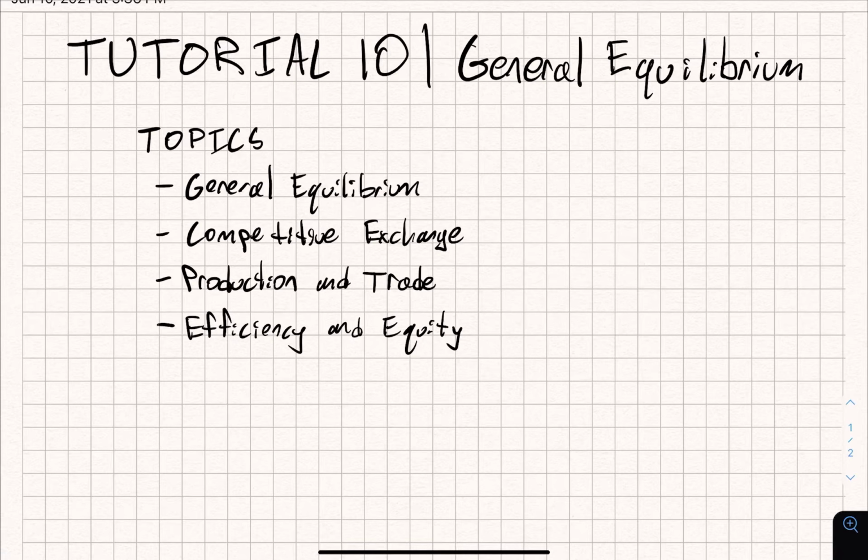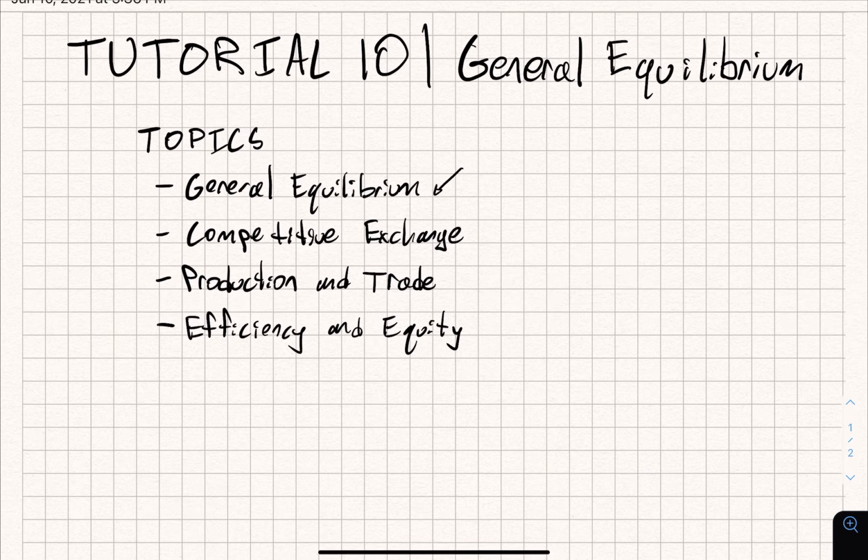Okay, welcome to tutorial 10. In this video, we're going to introduce the idea of general equilibrium. To do this, we're going to build a model, what we call the Edgeworth box. It's going to build on, first, our notion of the consumer's problem, but we're going to do it with more than one consumer.